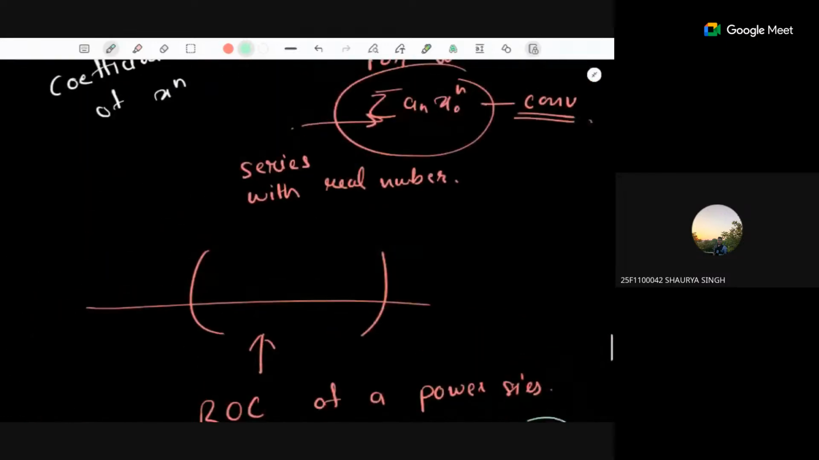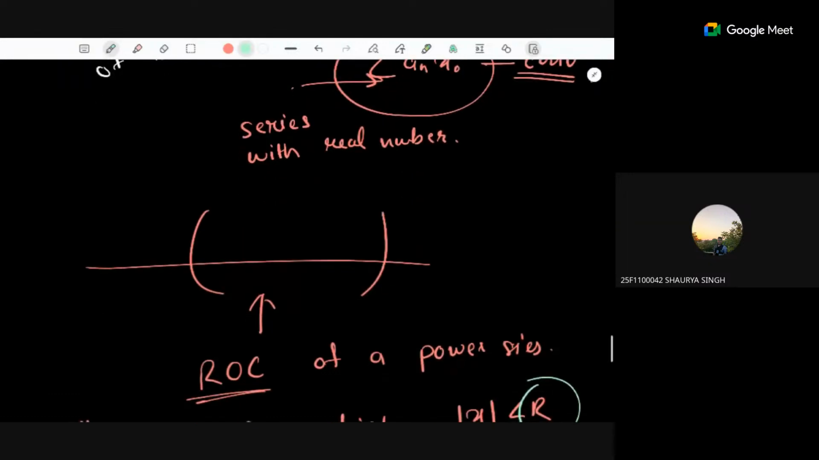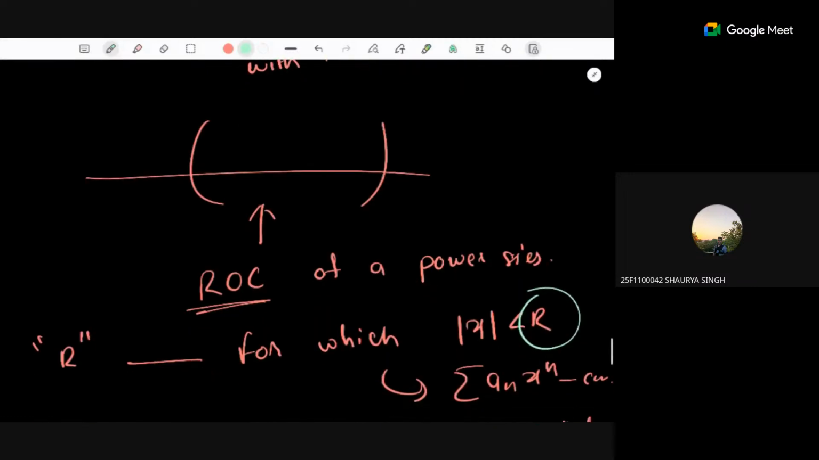So I'll repeat what R is. Our question is to find all those values of x for which a given power series converges. Ultimately, those numbers for which the power series converges form an interval. This result you can observe in higher mathematics courses. It says that we get an interval such that if you choose any value inside it, the power series converges, and if you choose any value outside of this interval, the power series diverges. For this interval we have defined a number known as the radius of convergence.